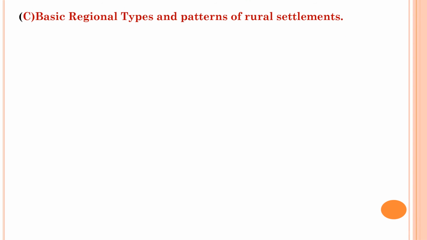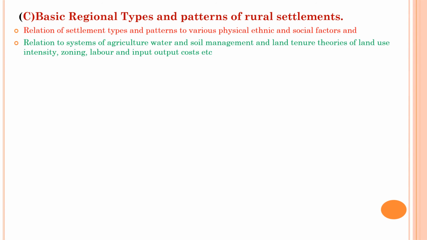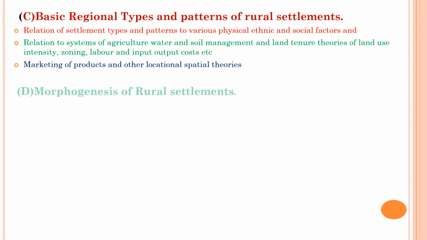Then basic regional types and patterns of settlement. These are the relationships of settlement types and patterns with various physical, ethnic, and social factors, and also the relationship to agriculture, water, soil management, land tenure theories, land use intensity, zoning, labor, and input-output cost. Marketing of products and locational theories are also included.